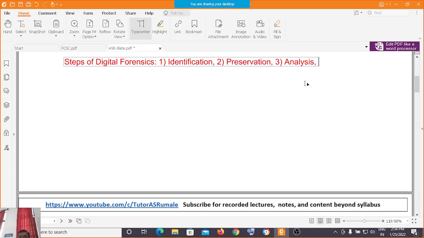That is the third step in digital forensics. Now when we do all these things, the fourth step is that you are required to document these things.